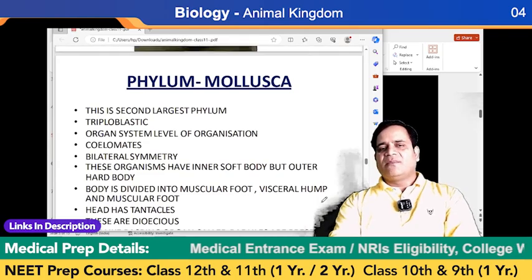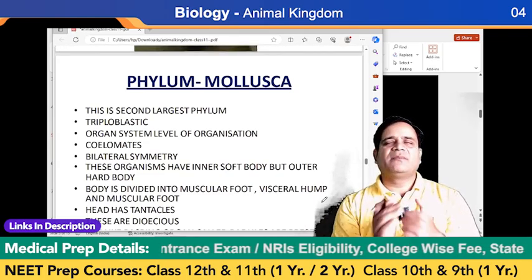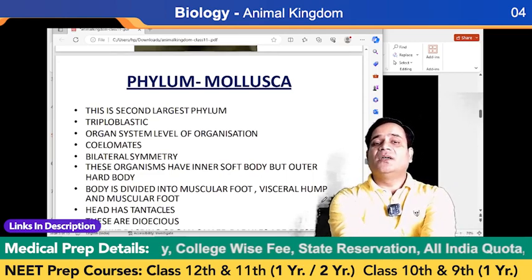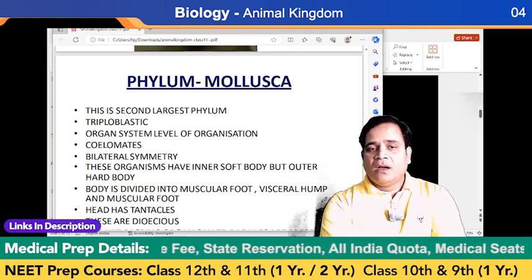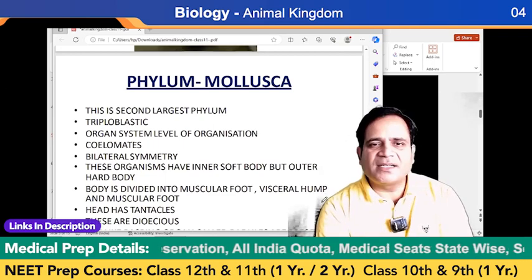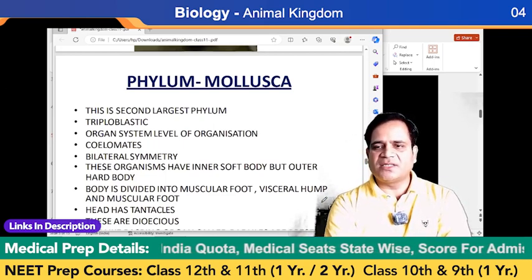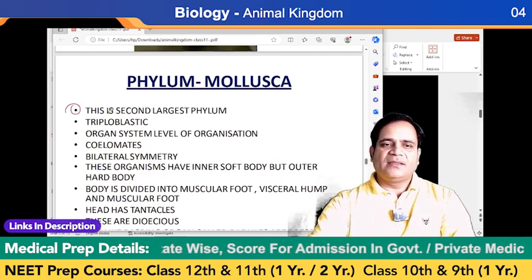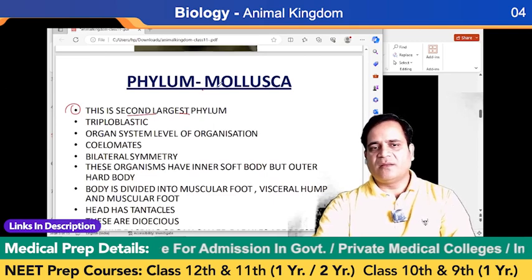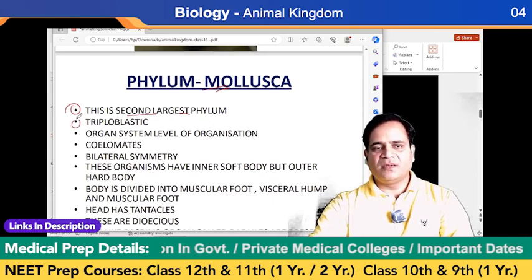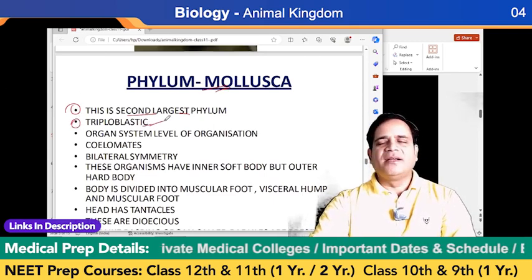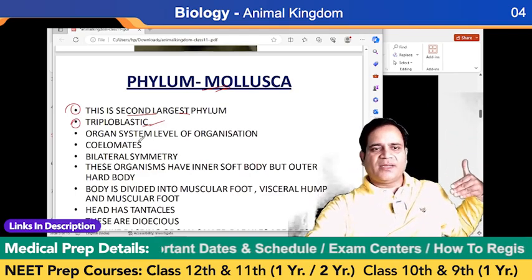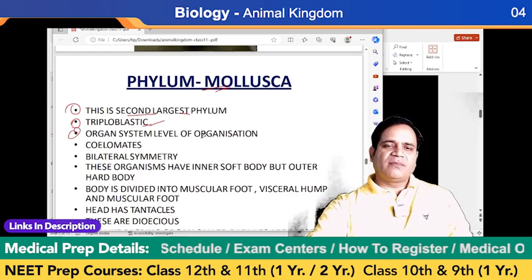Now see what the phylum Mollusca is. This is the second largest phylum of the animal kingdom. But which is the first largest phylum in the animal kingdom? That is phylum Arthropoda. And the second largest phylum is known as phylum Mollusca, my dear. What about the germ layers? Triploblastic. Triploblastic means what? Outer ectoderm, middle mesoderm, and inner is what? Endoderm.